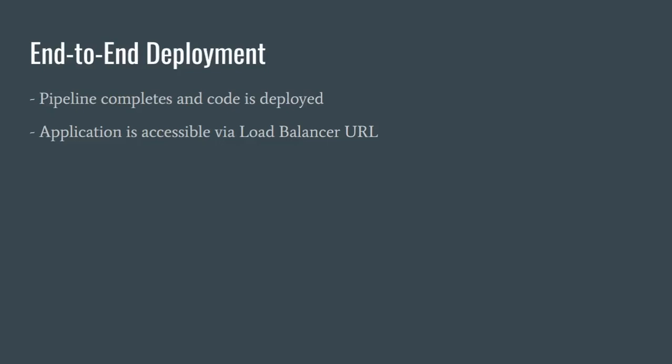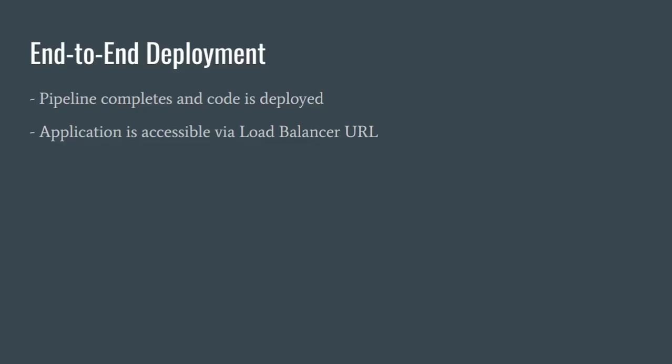Finally, once the pipeline is complete, the new code is live on your EC2 instances. Users can access the updated application through the load balancer's URL, and you have successfully rolled out an end-to-end automated CI/CD pipeline.